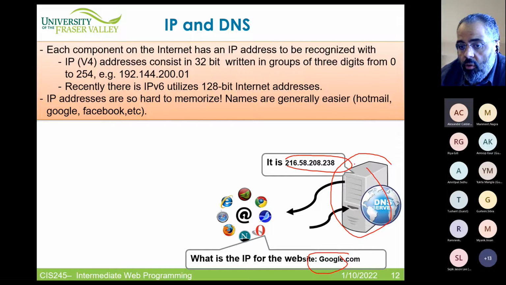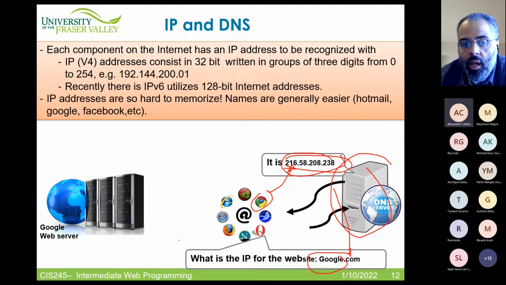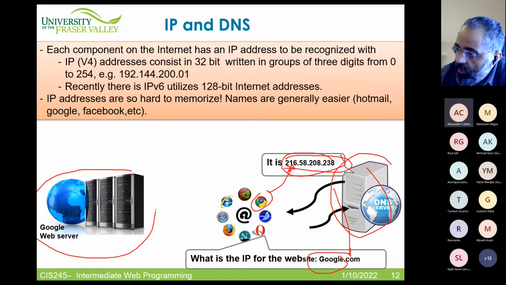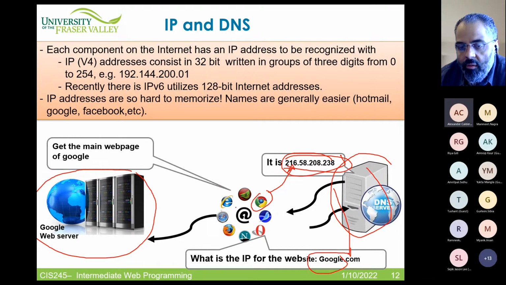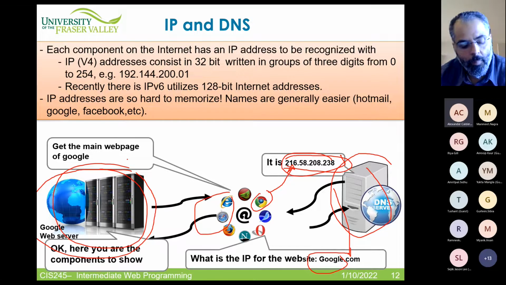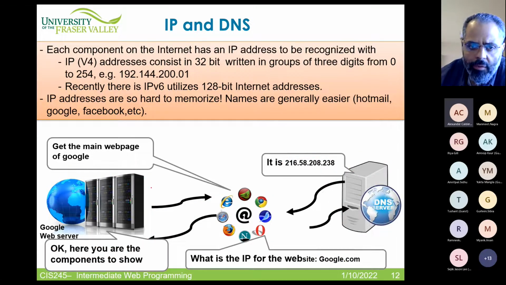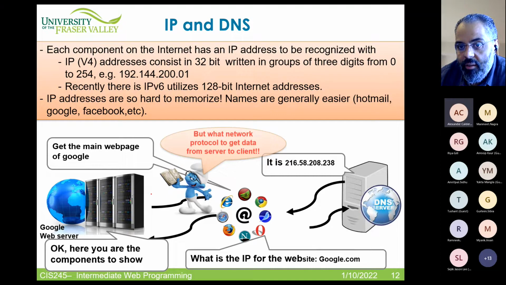So after your browser knows the IP where this website is hosted, it can go to the web server, or the hosting server, of Google. Now there is a direct connection between your browser and this web server, and the browser says, okay, return to me the main page, in this case of Google. Okay, we'll send you the main page. Again, how will it send it, and in which protocol?